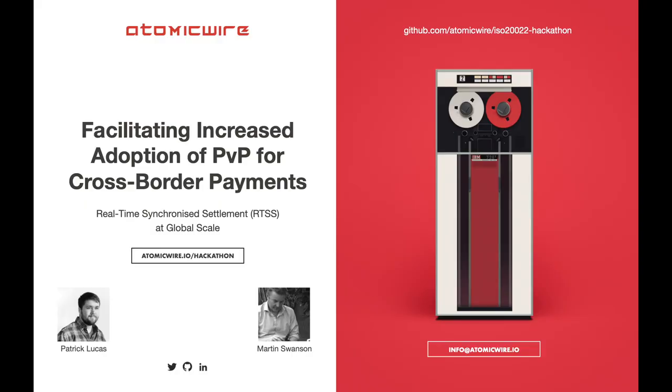Thanks, Andrew. We are Patrick Lucas and Martin Swanson of Atomic Wire. Our mission is to help the financial services industry move towards a real-time, continuous processing model using stream processing technology. We think a pragmatic approach to this is to leverage existing industry investments in asset ledgers and messaging networks. To our knowledge, we're the only firm specializing exclusively on stream processing for financial services.